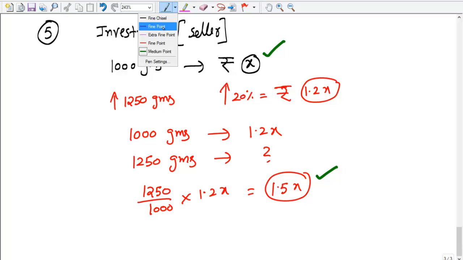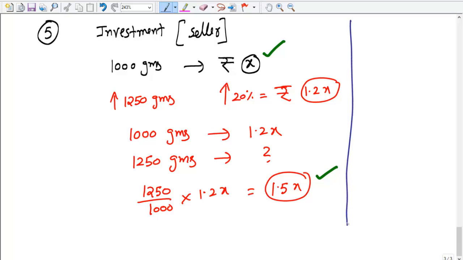Or you can simply use product constancy also. Let's say the investment for a product like 1 kg, that is like 1 kg into the investment is, let's say, x, so the total investment is x. However, the customer has to pay for 1.25 kg, and also this is increased by 20%, that is 1.2x, that is 1.5x. You can simply multiply. Anyhow, it's just a simple question.